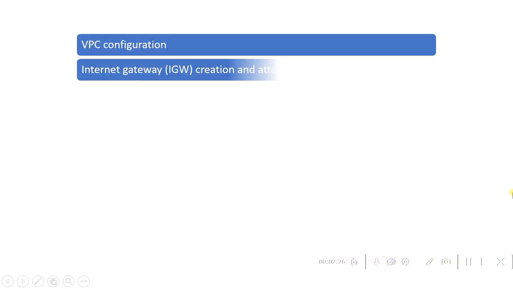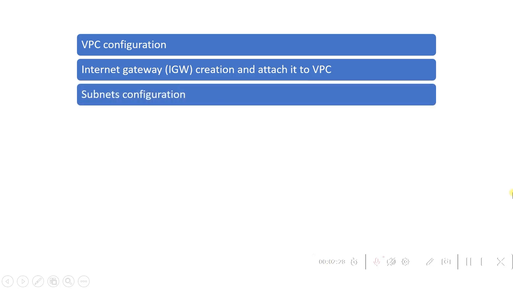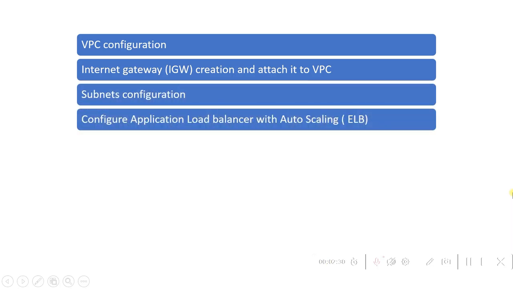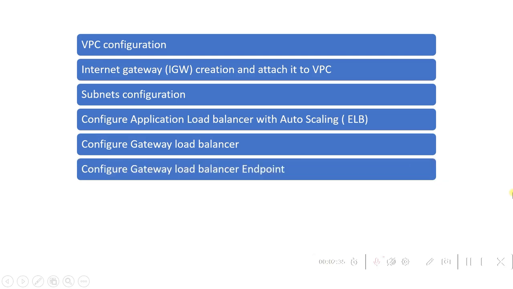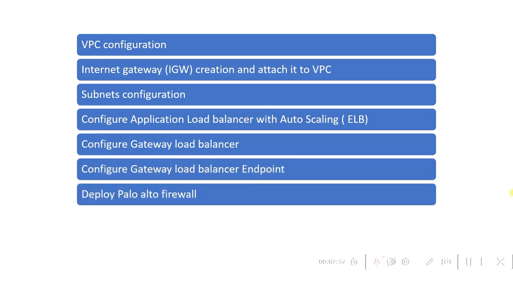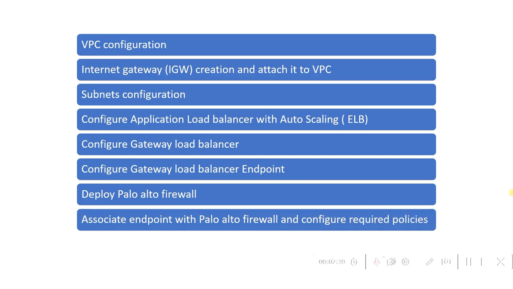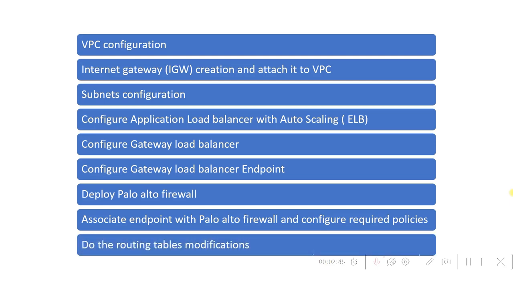Let's see the steps now. First we'll configure VPCs and internet gateways, then subnet configuration and application load balancer. Then configure the gateway load balancer, gateway load balancer endpoint, Palo Alto firewall, associate the Palo Alto firewall, and configure security rules to allow this traffic. Then we'll modify the rules and check whether it is working as expected or not.